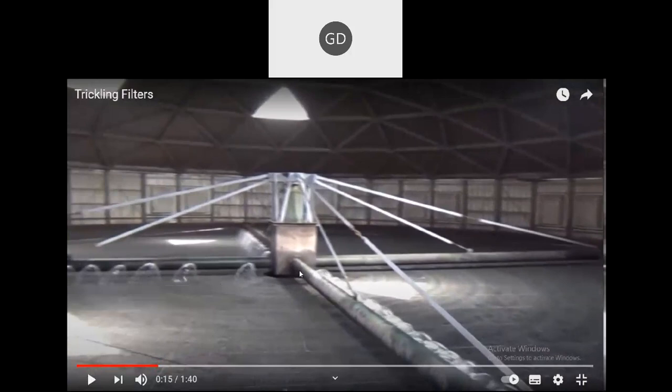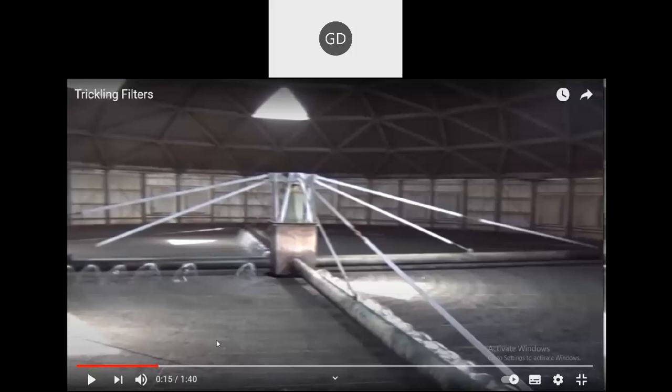So basically, I was telling you about this one. These arms you can see, these 4 arms, are known as the rotary distributors. These are the holes that you can see, and the sewage water is coming out from these rotary arms. And this is the filtering media. It has some pores here, so the water is going down in a coarser media.